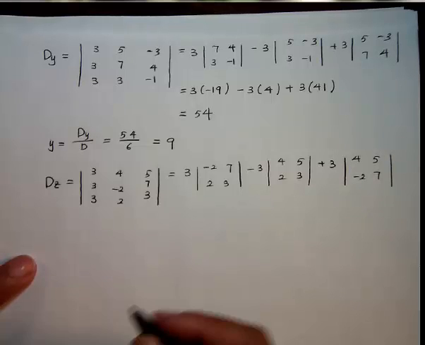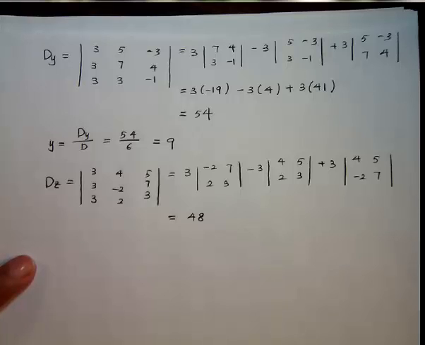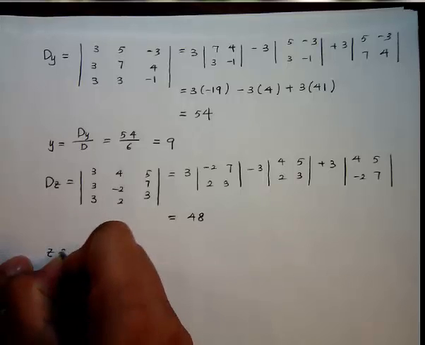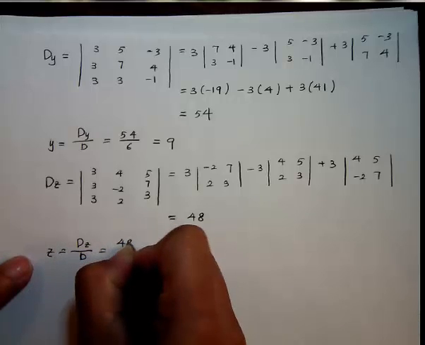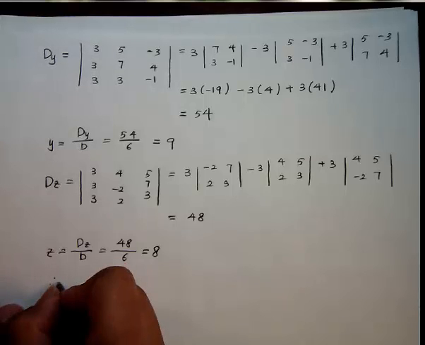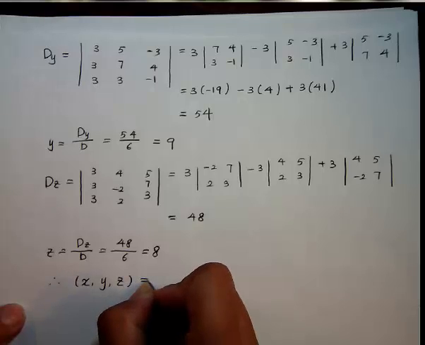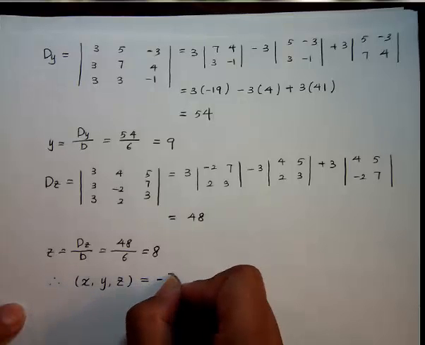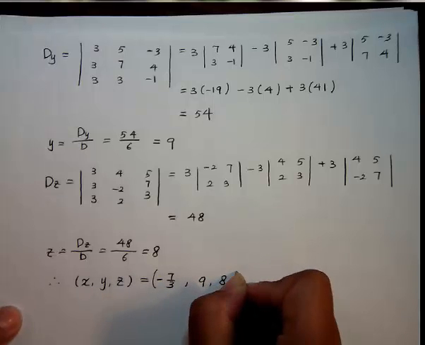Similarly, if you do the multiplication, this is equal to 48. So z will be Dz over D, which is 48 over 6. That's 8. Therefore, your solution as an ordered triple is negative 7/3, that's your x, y is 9, and z is 8.